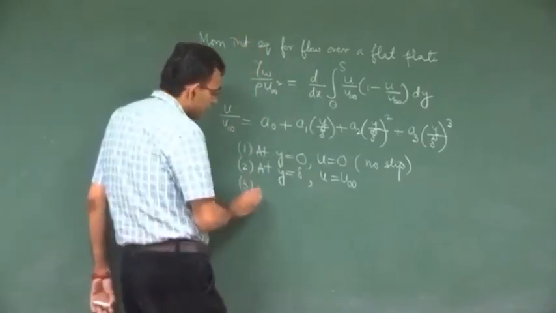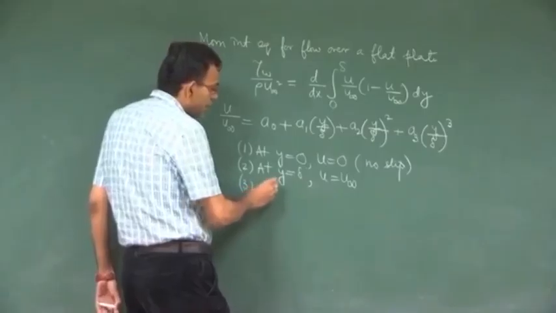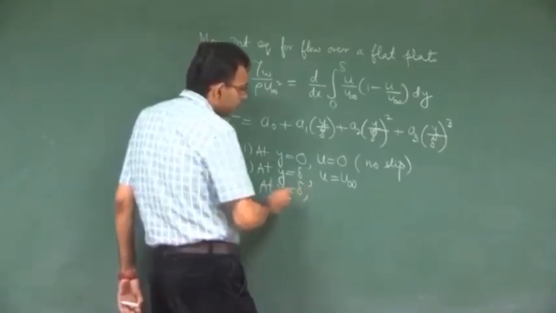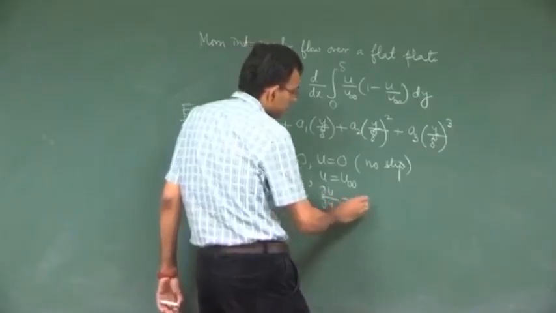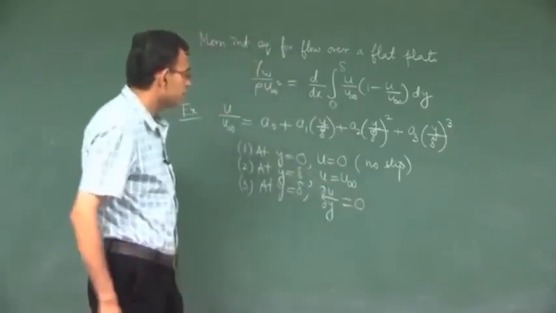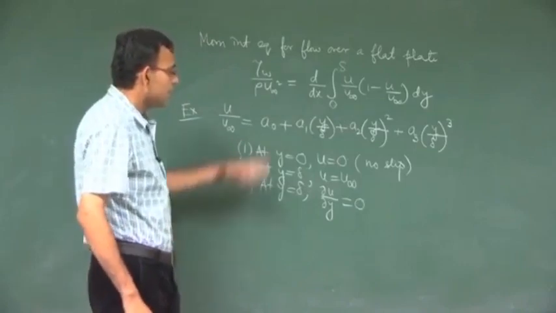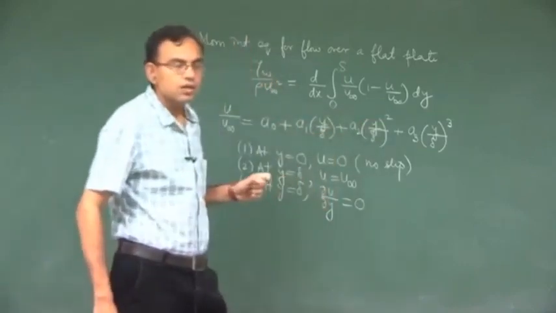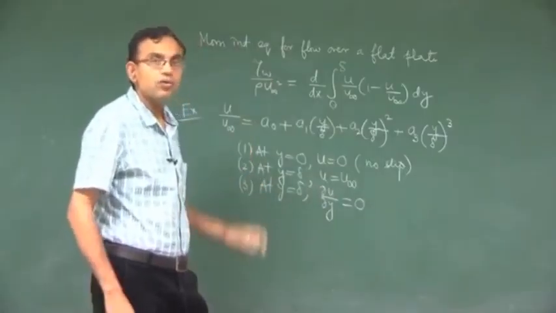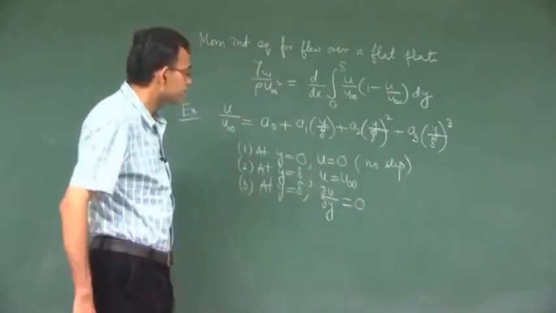Then the third is at y is equal to delta, this one. These three are very obvious. Here 4 coefficients are there, so you require a fourth one. Can you tell what is the fourth one?